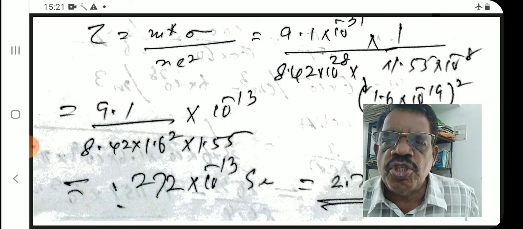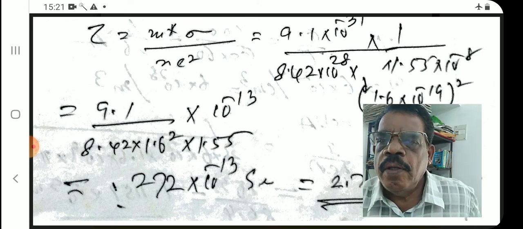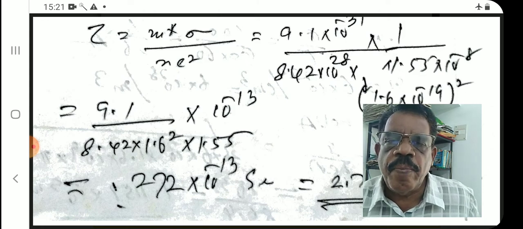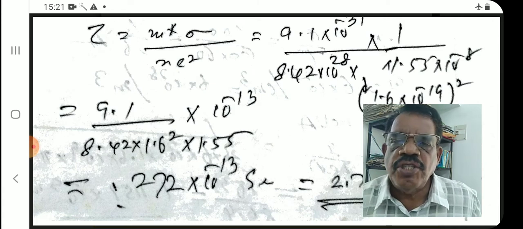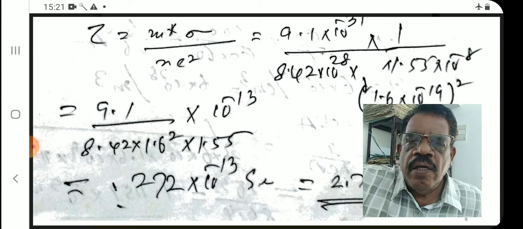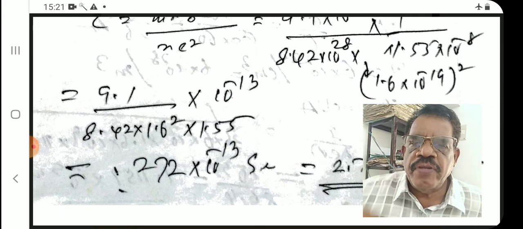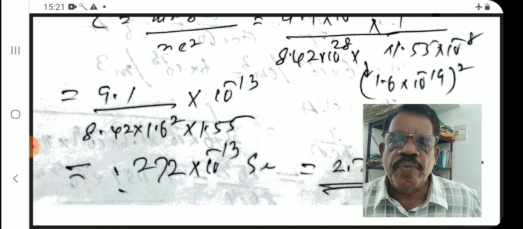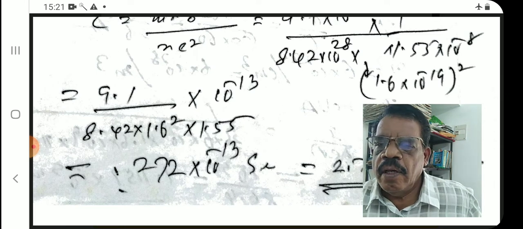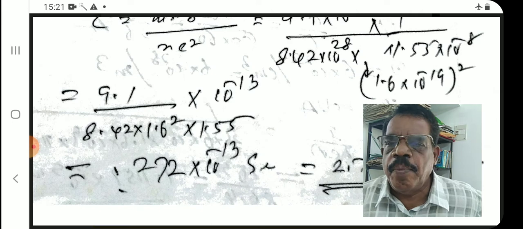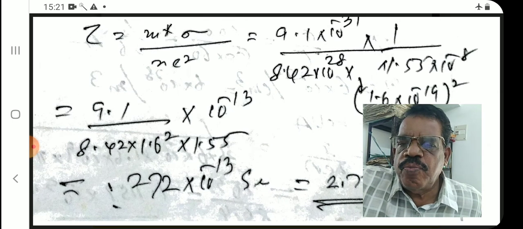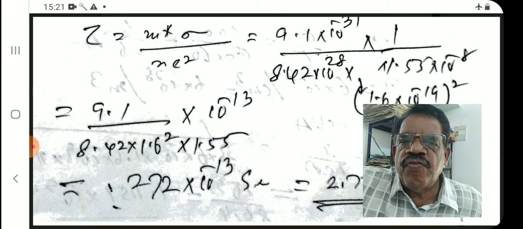Tau equals 9.1 into 10 raised to minus 31 into sigma, which is 1 by rho, 1 by 1.55 into 10 raised to minus 8, and n is 8.42 into 10 raised to 28. e square also you have to write, into 1.6 into 10 raised to minus 19 whole square. On simplification, we get 9.1 into 10 raised to minus 13 by 8.42 into 1.6 square into 1.55.